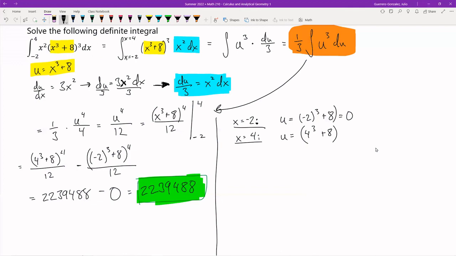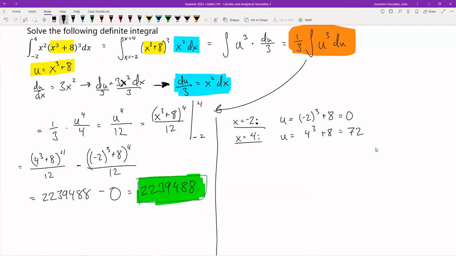Oh, and I forgot to cube this. Aha. Oh, no, never mind. Take it back. The u is just x cubed plus 8. Look at me go. That's going to be, let me compute that. I think it was like 72 or something. 4 cubed plus 8. Yep, 72.